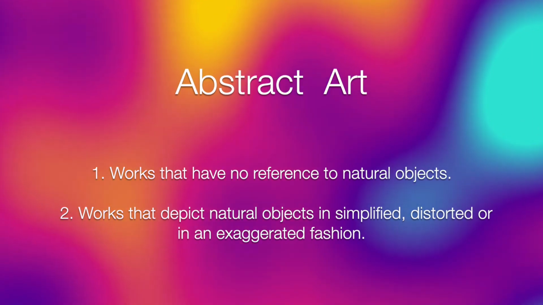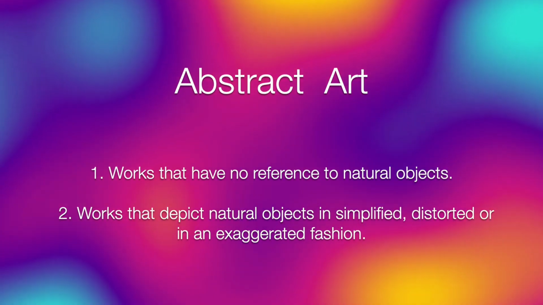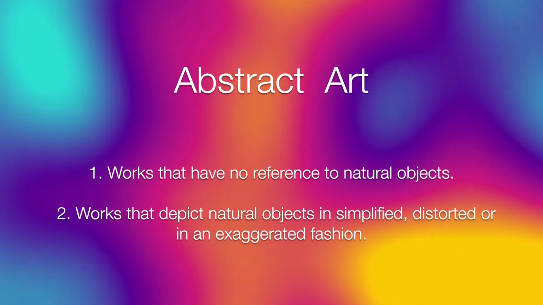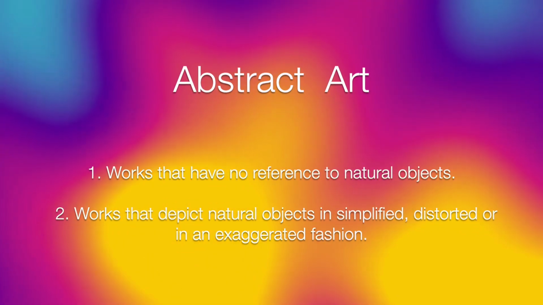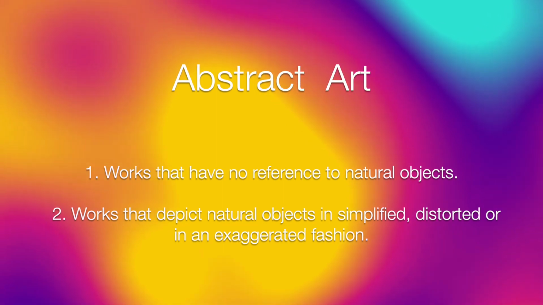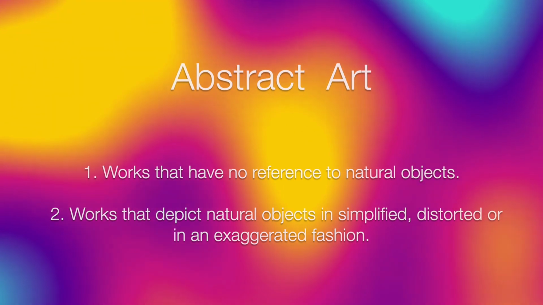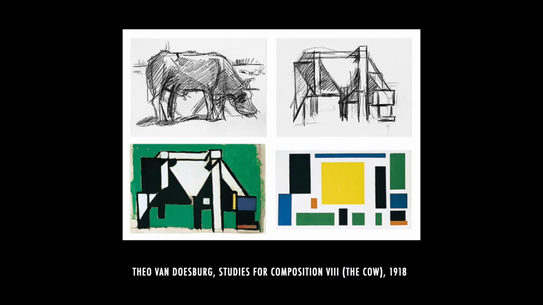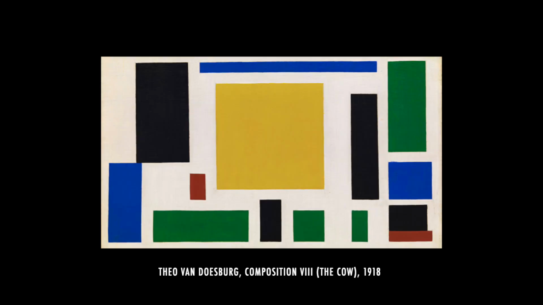Abstract art. In art, abstract can mean two things: works that have no reference to natural objects, or works that depict natural objects in simplified, distorted, or in an exaggerated fashion. Here we can see the European artist Theo van Doesburg simplifying a cow in stages. The bottom right image is so divorced from the original drawing of a cow that if we were to see this work without knowing the previous works, we might see this as a non-representational painting, or work that has no reference to natural objects.